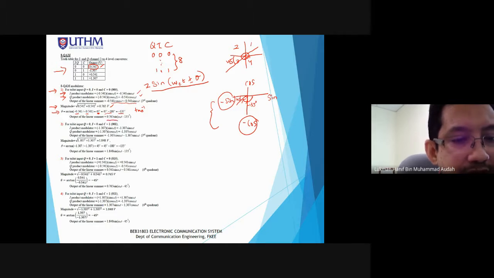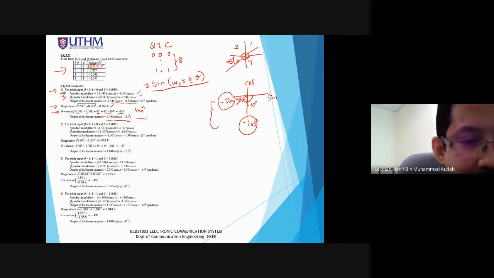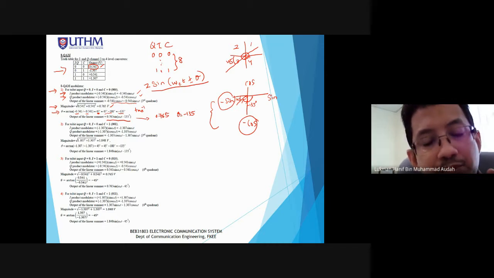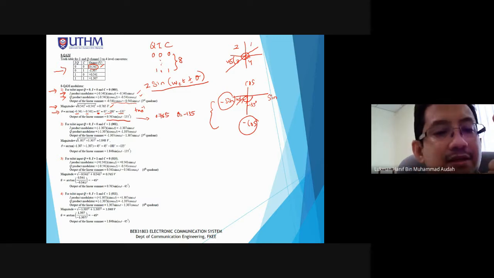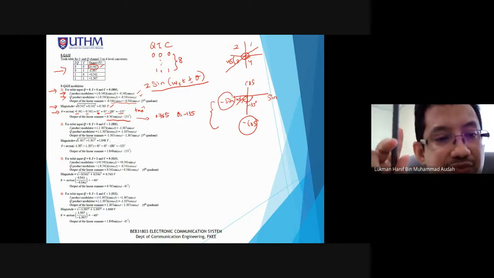0.765 sine omega ct minus 135. So maknanya dalam equation ini, dia punya amplitude adalah 0.765 dan dia punya sudut adalah bersamaan dengan negatif 135. Remember QAM untuk QAM dia melibatkan perubahan amplitude dan juga perubahan fasa. So ada perubahan amplitude dan ada perubahan fasa serentak.